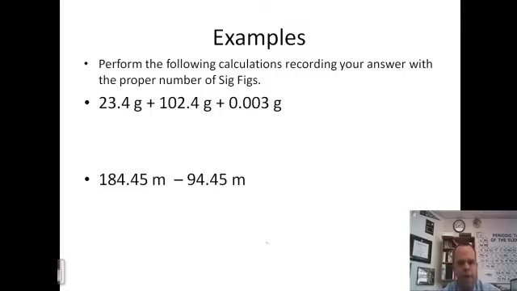Here are 2 examples. Try them. Press pause here for a second. Then press play again and see the correct answer.